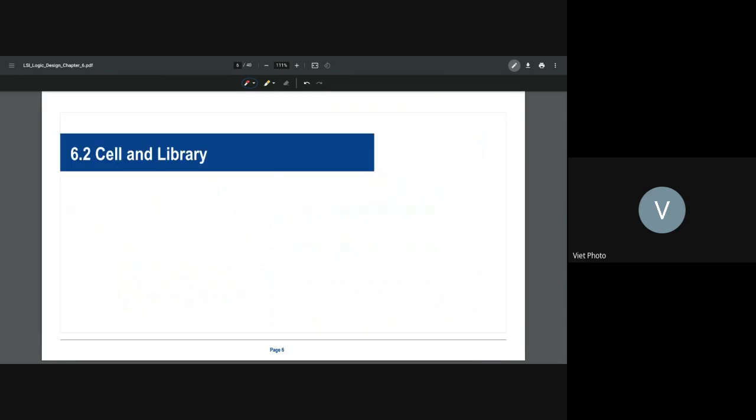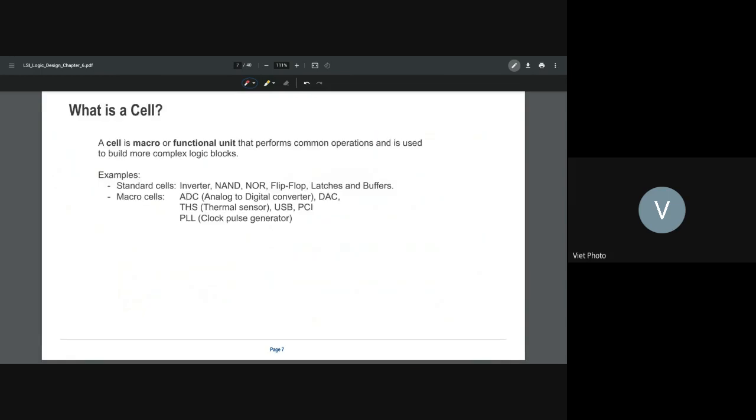Now, okay. What is a cell? The cell is a macro or functional unit that performs common operations and is used to build more complex logic blocks. I think it's very clear. I don't need to add anything here.